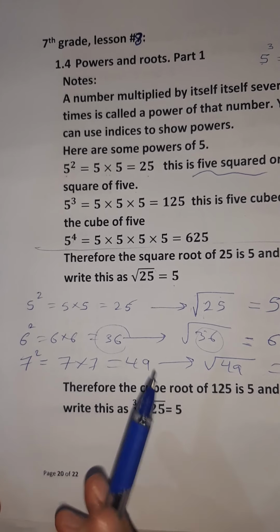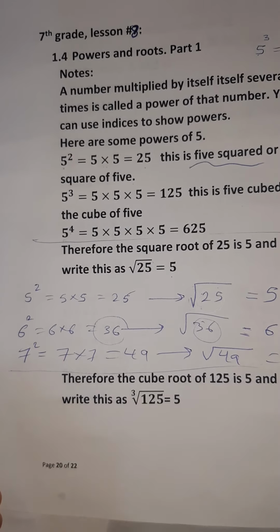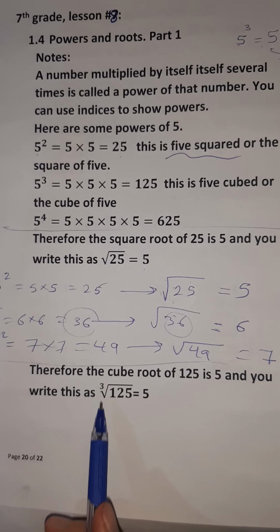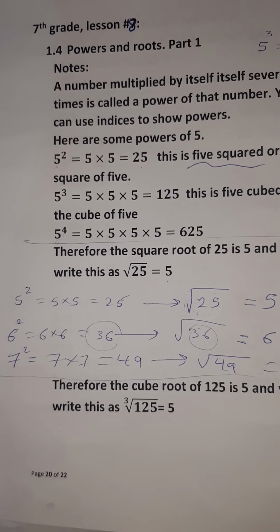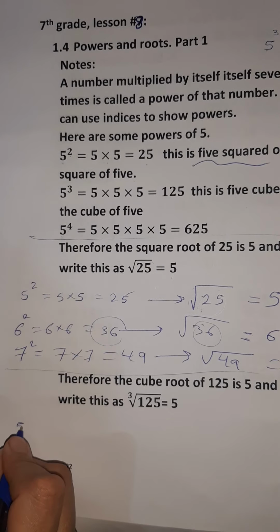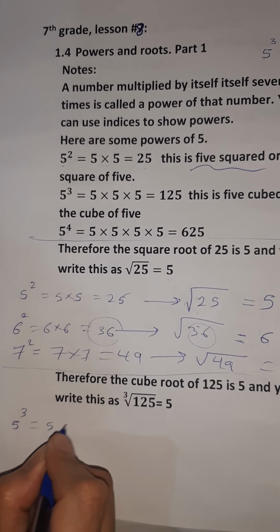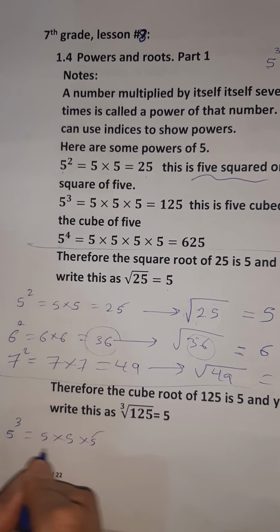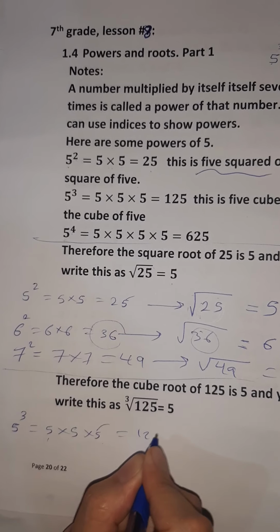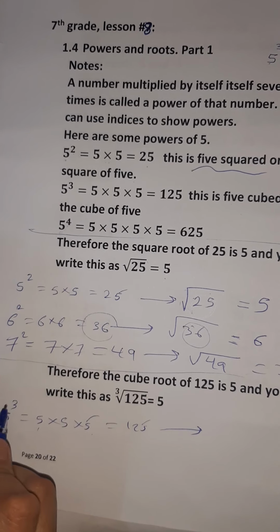Now, another thing. The cube root of 125 is 5, and you write this as the cube root of 125 is 5. Why? Look. 5 cubed means 5 times 5 times 5. 5 times 5 is 25, times 5 is 125. This is a cube root.